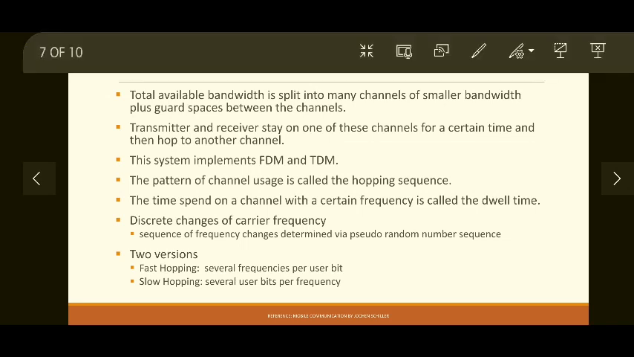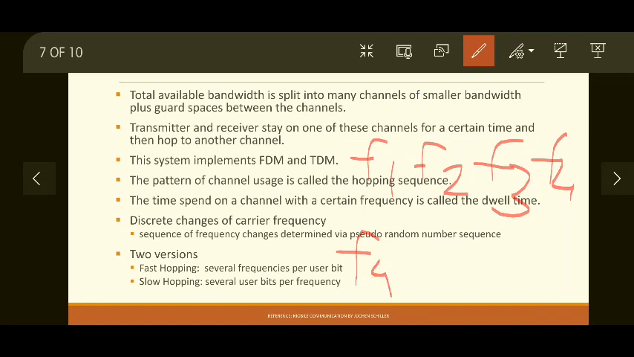So what is pattern of channel usage? Let's say I have divided a bandwidth into 4 channels, F1, F2, F3, F4. So there are 4 smaller channels available for user data transmission. Now my data will be transmitted not in the same sequence F1, F2, F3, F4. It may stay on F4 initially, later on it will jump on F2, then it may jump on F1 again, and then it may jump on F3 again. So the sequence 4, 2, 1, 3 is different than the original sequence. This sequence or pattern of channel usage is called as hopping sequence.